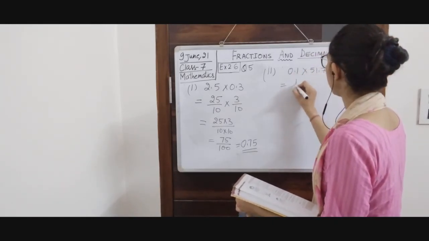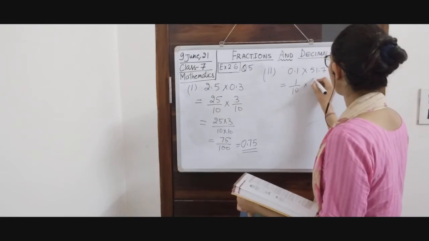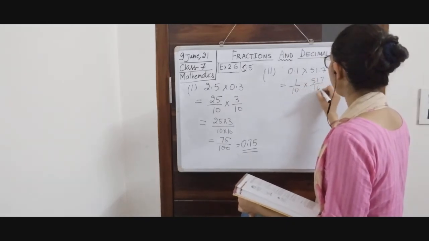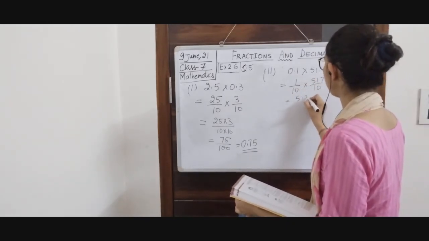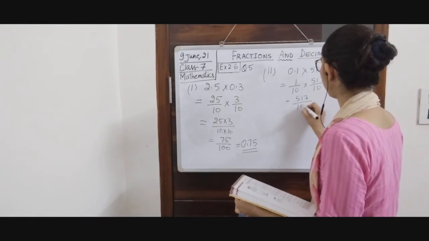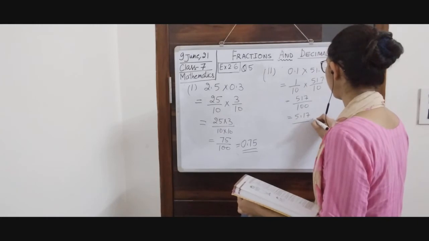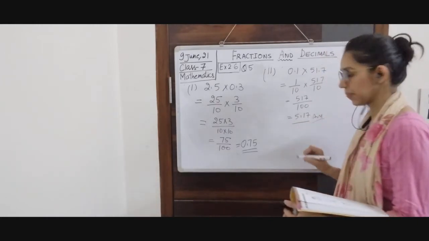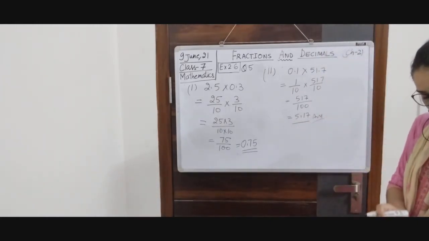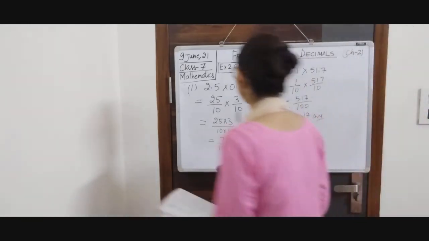Question now part 2, 0.1 into 51.7. Okay. Remove the decimals by 10. It is 517 divided by 10 into 10, 100. Put decimal again, 5.17. This is your answer. Okay? Easy. Now we'll do third part.